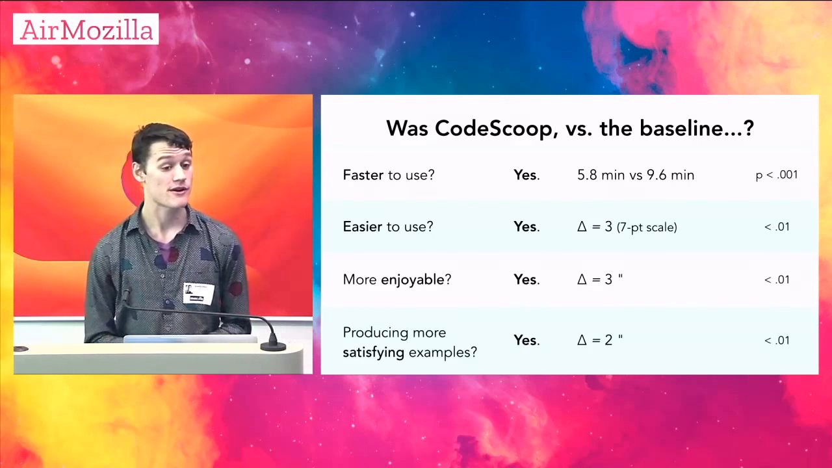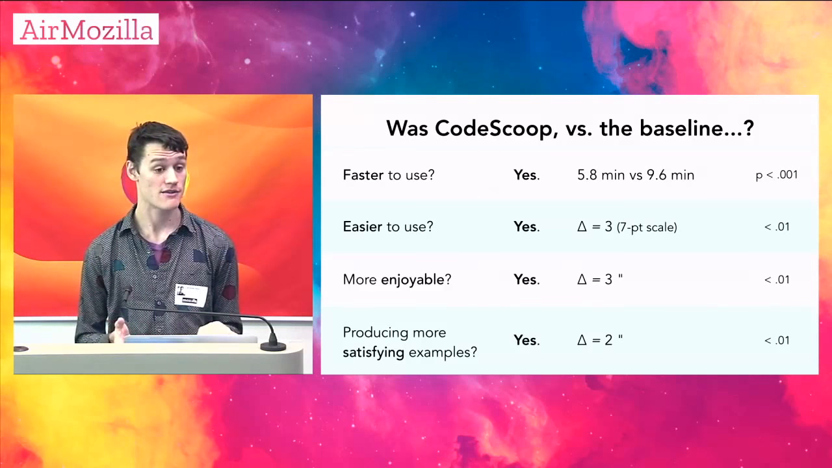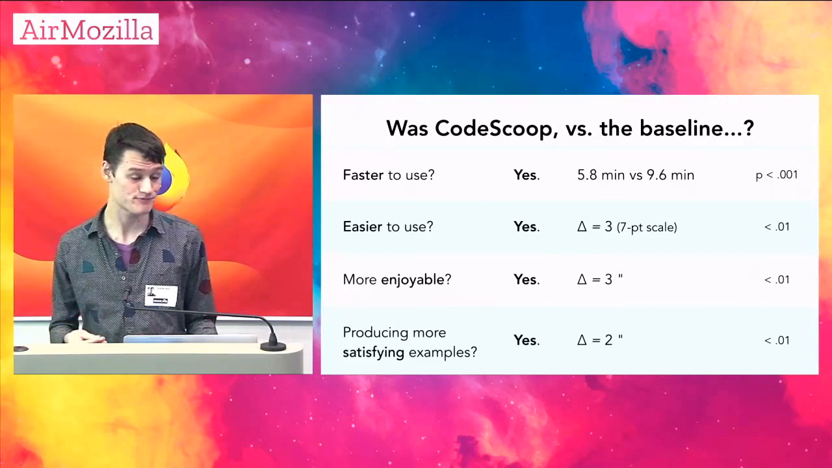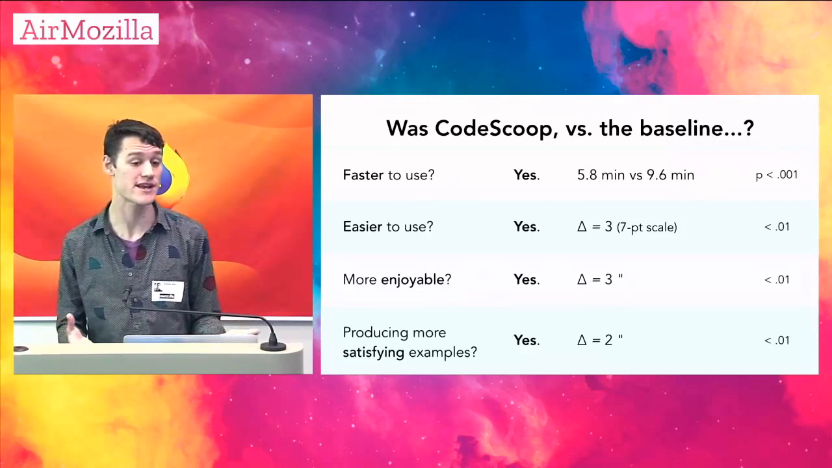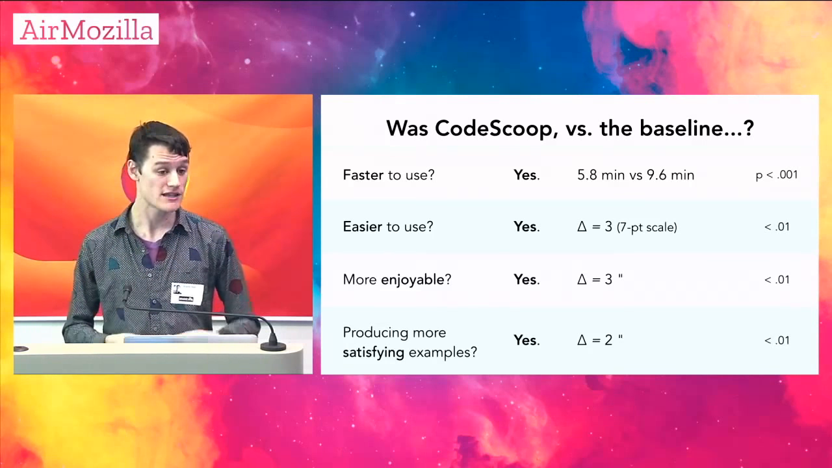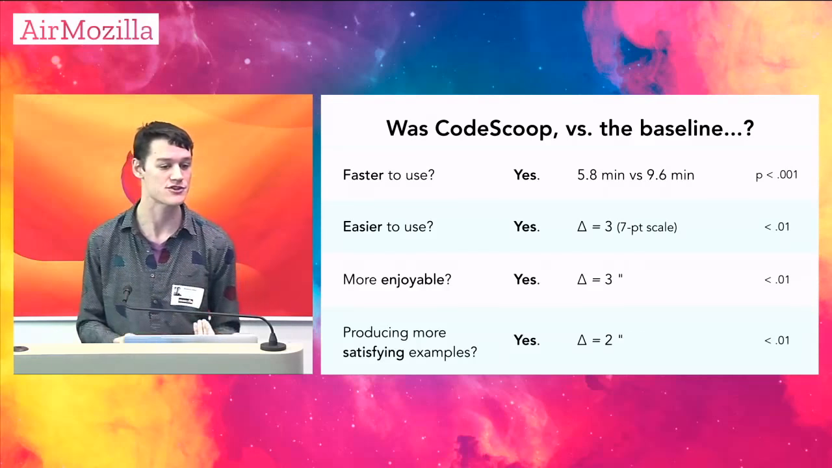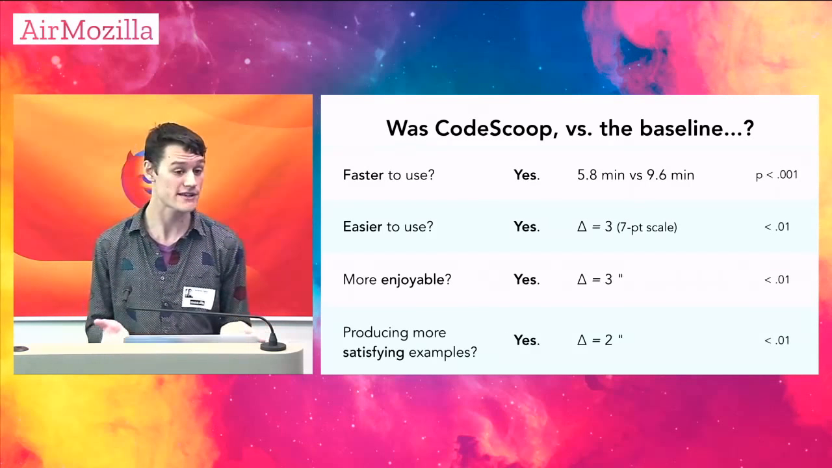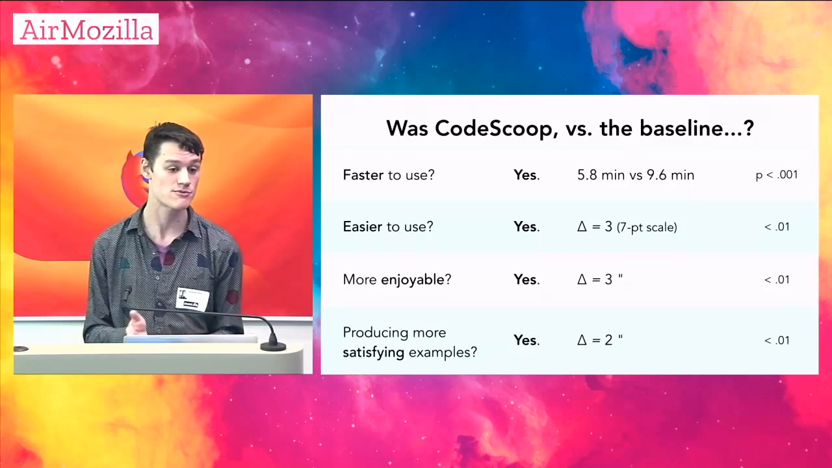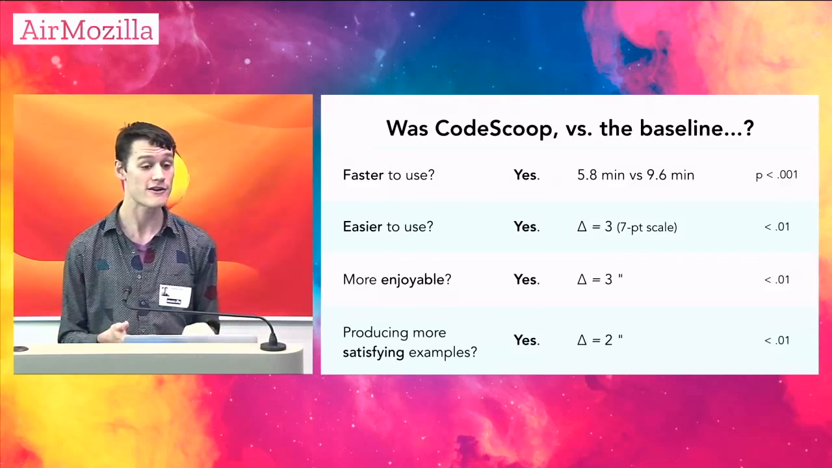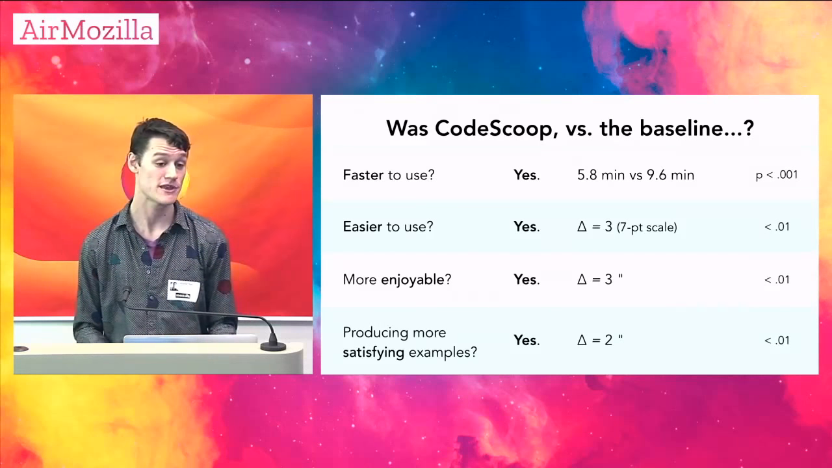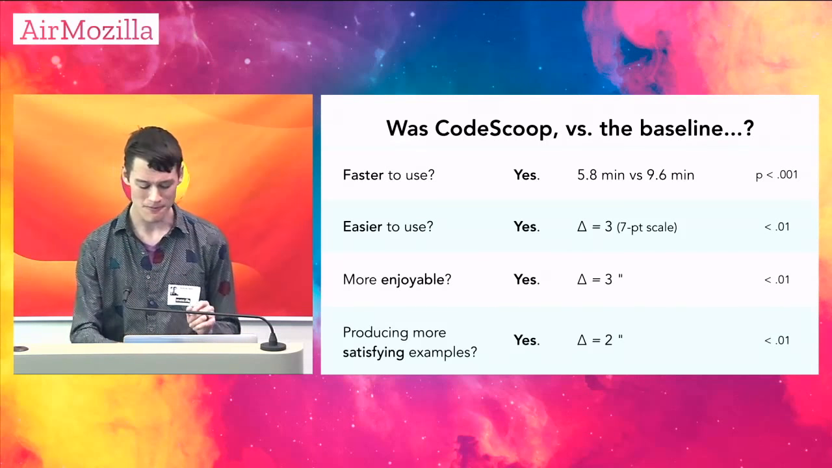We ran a lab study where we invited participants to make examples with both CodeScoop and a baseline text editor. And what we ended up finding out was that CodeScoop was capable of removing some of that tedium and time-consuming nature of constructing examples that we saw in that formative study. Participants were faster when they created usage examples with CodeScoop than a baseline. They also reported that they found it easier to use, more enjoyable to use, and they were also happier with the examples that they created.